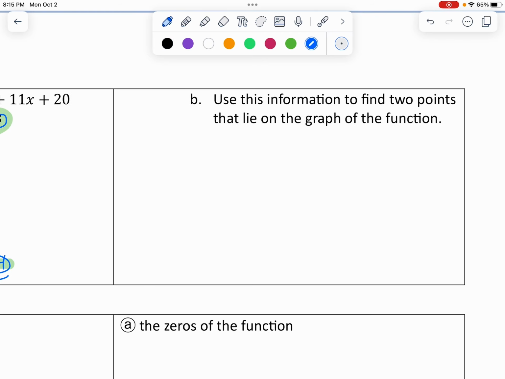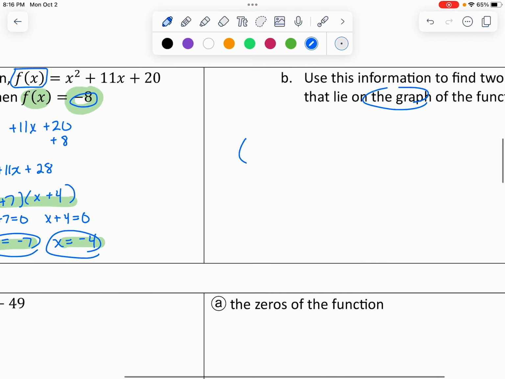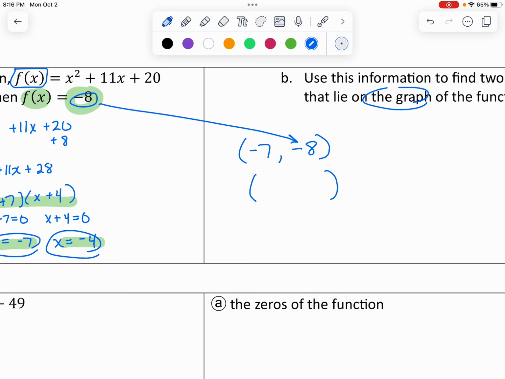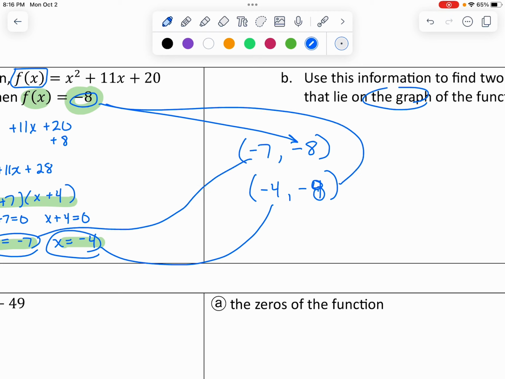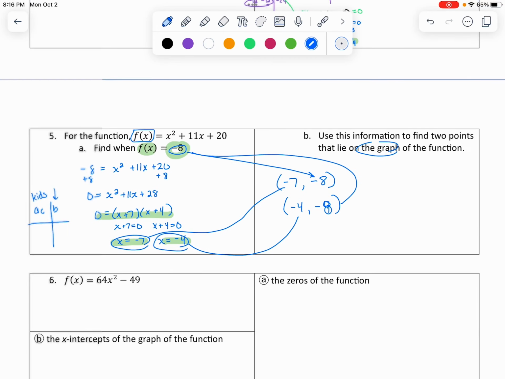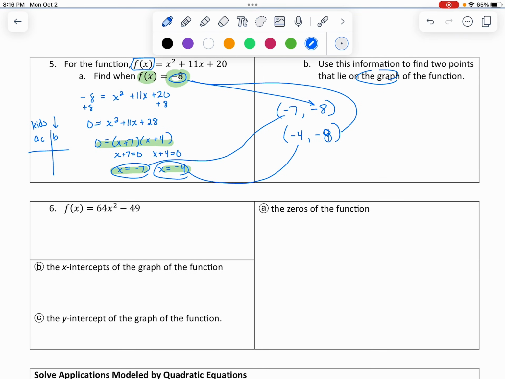Now, in order to find two points on the graph, here's what it is. One would happen at negative 7, comma, oh no, silly me. Negative 7, comma negative 8. That's right. That's what we were solving for. And what was the other one? Negative 4, negative 8. Yeah. That's a good thing you're here. Okay, so negative 4, negative 8, and negative 7, negative 8. Wonderful. Okay. Now we could do that again.